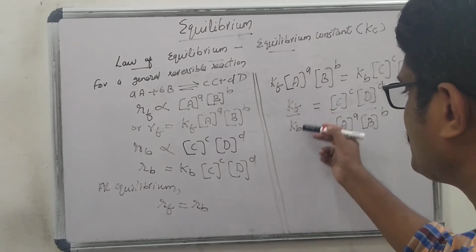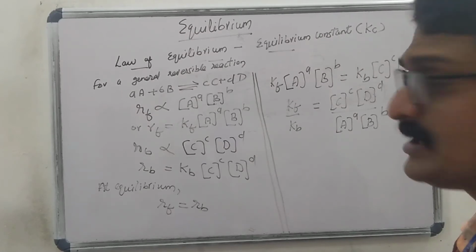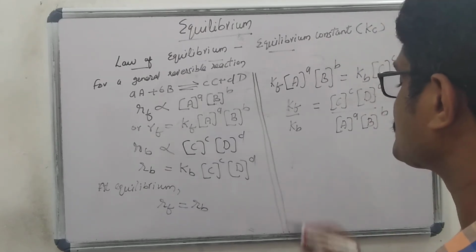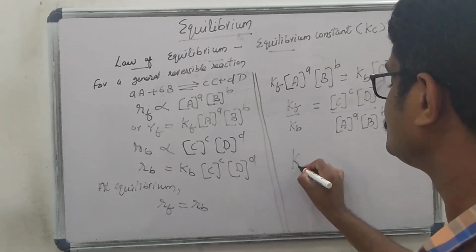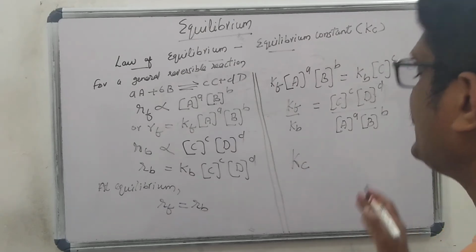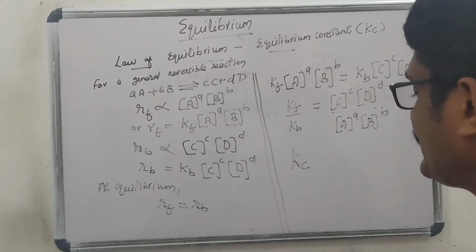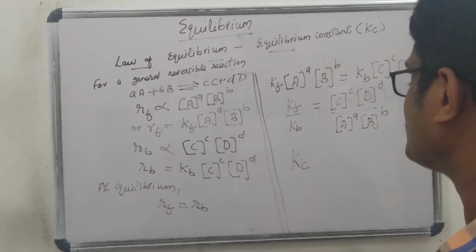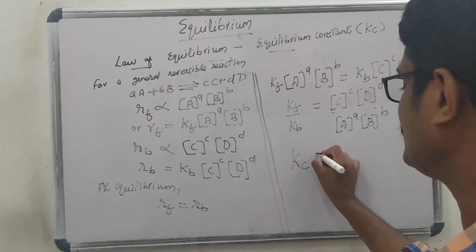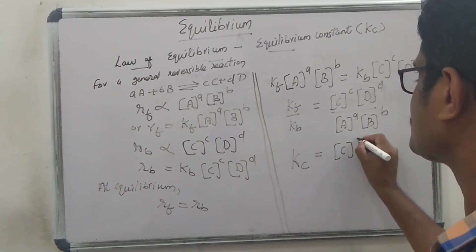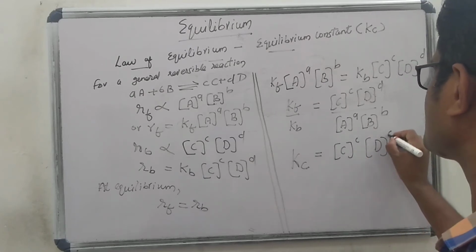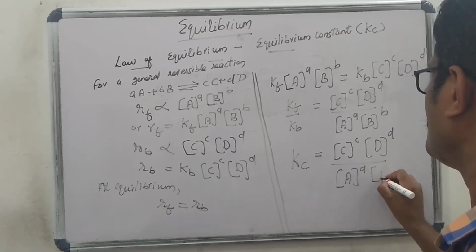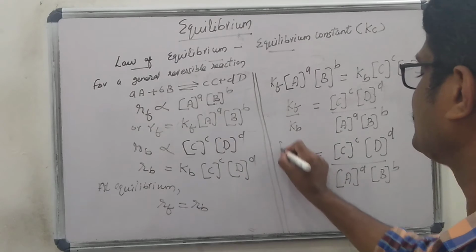We know a constant by a constant is a constant. That means here Kf by Kb is a constant. That constant is called equilibrium constant in the case of a reversible reaction. Equilibrium constant, Kc, is the equilibrium constant in terms of molar concentration. Then we get Kc is equal to molar concentration of C raised to c into molar concentration of D raised to d divided by molar concentration of A raised to a into molar concentration of B raised to b.